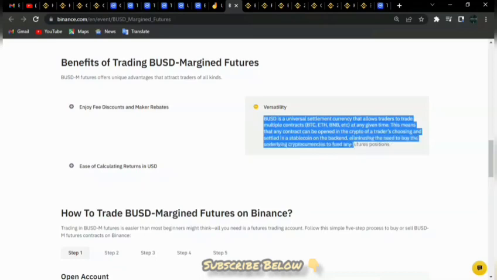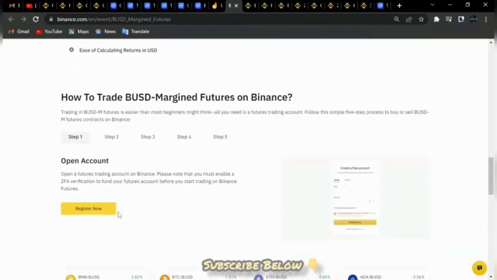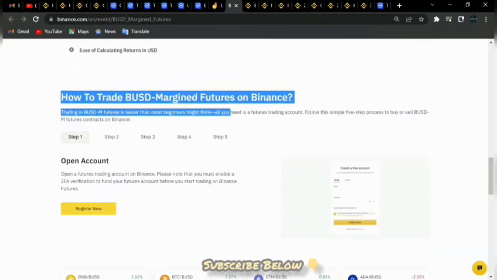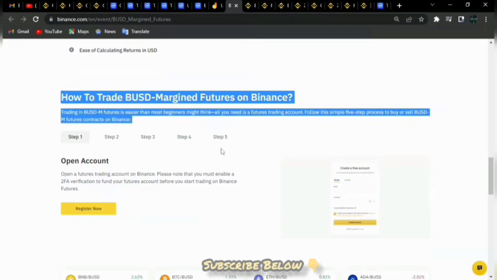Now also the versatility that is available: BUSD, since it is the Binance USD stablecoin, is a universal settlement currency that allows traders to trade multiple contracts. So there are lots of contracts available on the Binance platform, which BUSD gives users the opportunity to trade with. Now looking at how to trade, which we'll be looking into in a few moments, you want to know there are just about 5 steps.